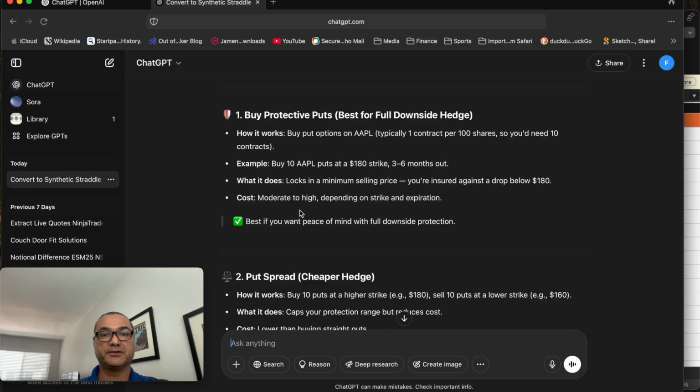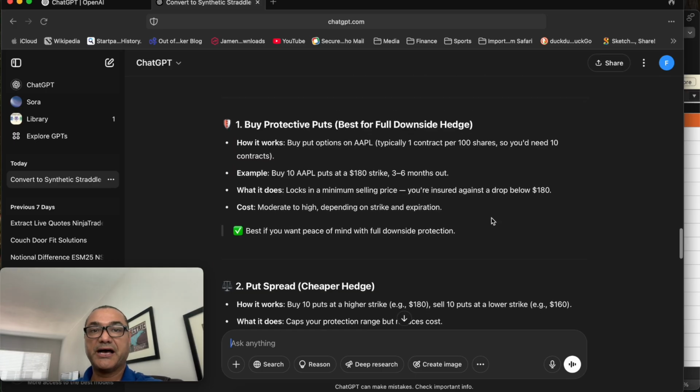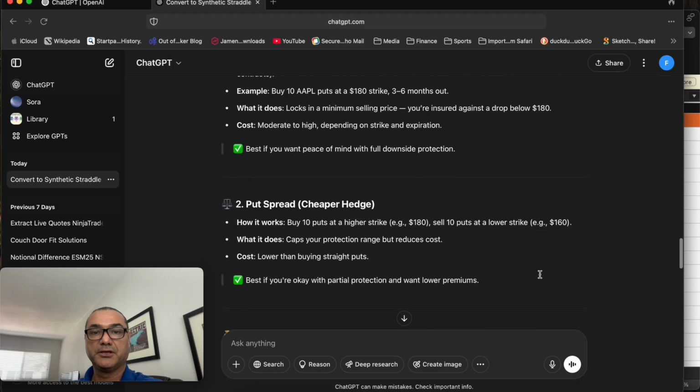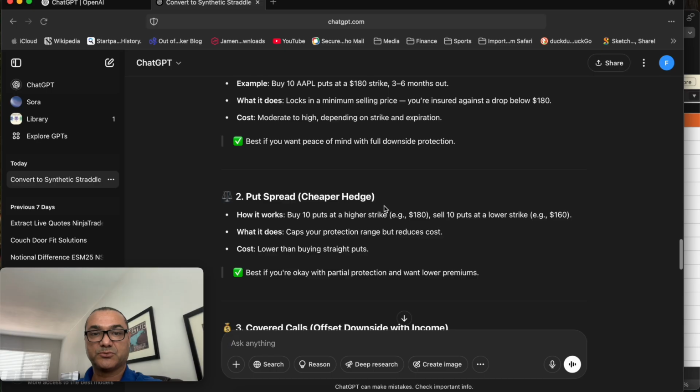Okay, so I did mention that it's expensive, and it does mention that it's moderate to high in terms of cost. Protection level, cost, and complexity. All right, I like the way it covers it. That's pretty good. Put spread, cheaper hedge. That's 100% correct. It explains how it works.